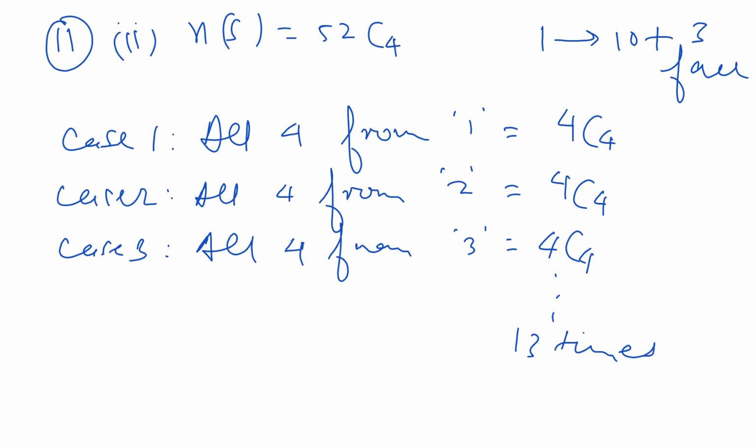So N of B is equal to 13 into 4c4, and P of B is equal to N of B upon N of S. Next question, sub question 3. Okay, one card from each suit. First of all, N of S is equal to 52c4 because we are pulling 4 cards from 52 cards.